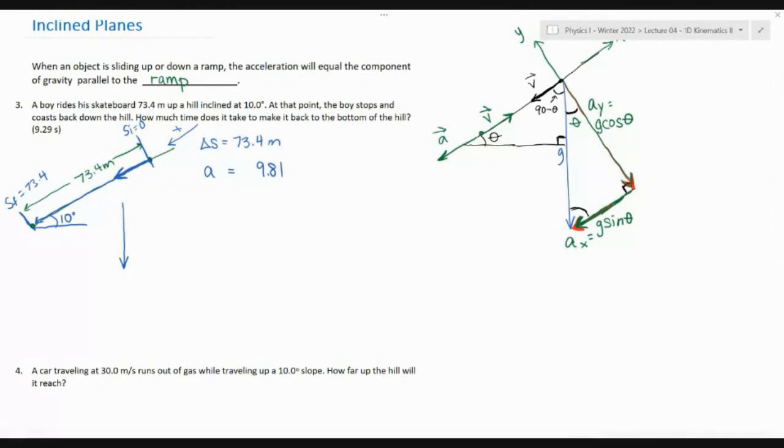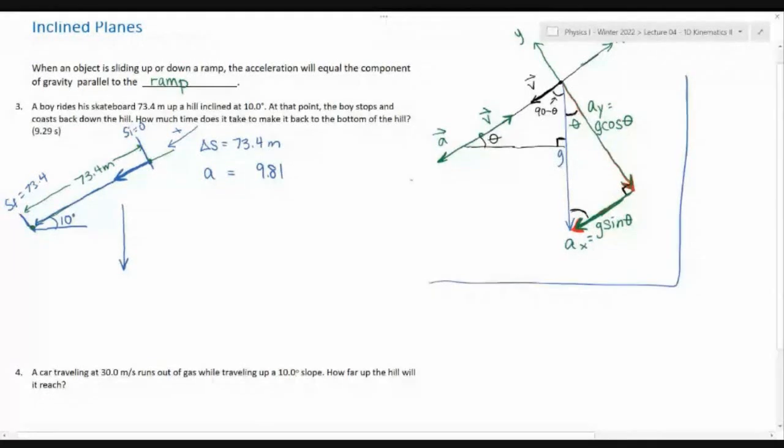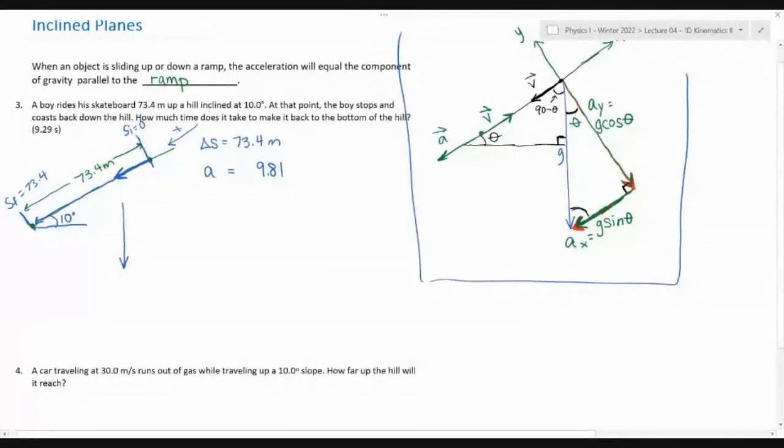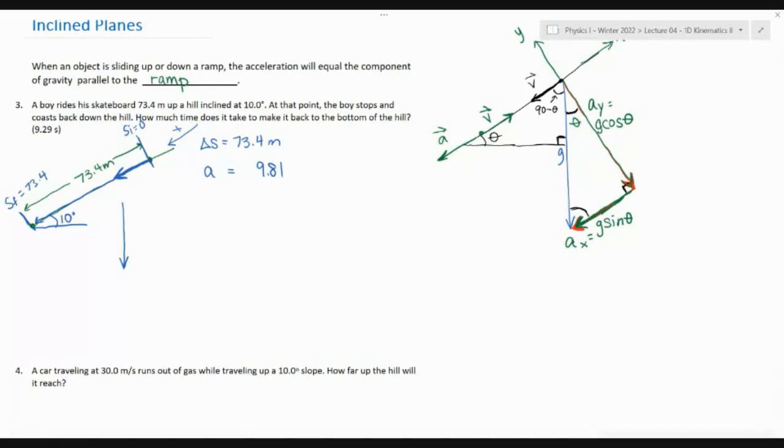We can't just use 9.81. We need to find the component that's parallel to the ramp. And if you look at the drawing that we did on the side, what would that equal? Yeah, so it would be sine of 10. So good. This sine of 10, because we're finding the x component of our acceleration. But now it should have a g in front and not the 73.4.